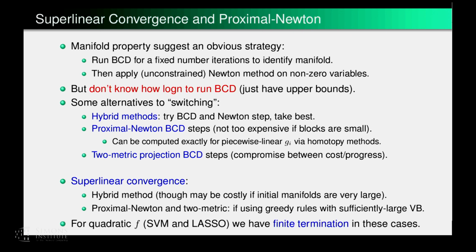For quadratic f, I should also mention that when you find the final set of non-zero variables, you're actually done. So if you're solving lasso or SVM problems and you use an approach like this, eventually you find the right set of non-zero variables, you solve it, and then you have an exact solve for your SVM or lasso problem. So you don't even have an epsilon anymore. You're just using a direct solve, which is nice.